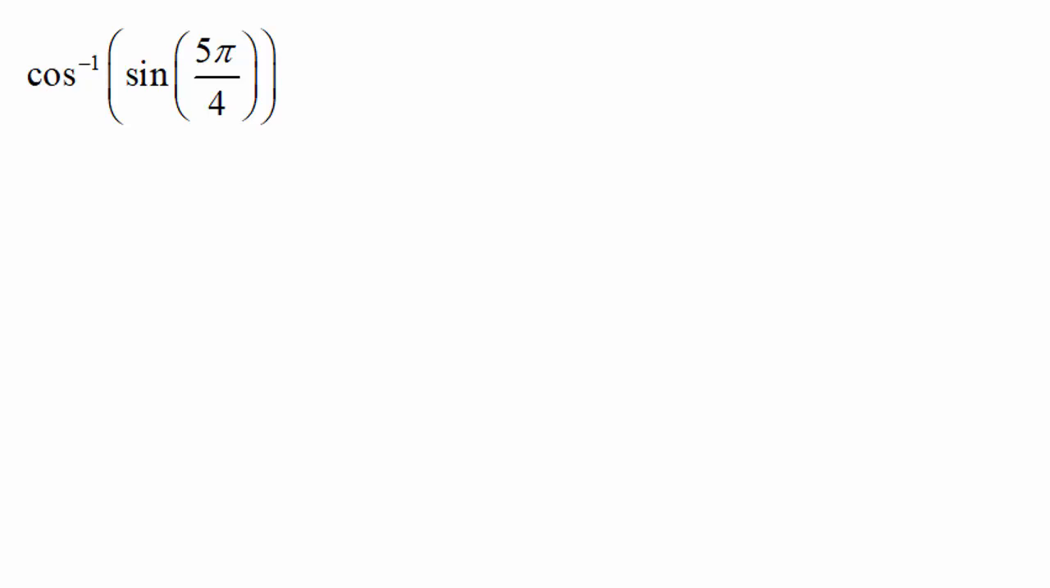Here we're looking to simplify the cosine inverse of the sine of 5 pi over 4. We'll start focusing on what's inside the parentheses there, and that is going to be our sine of 5 pi over 4.